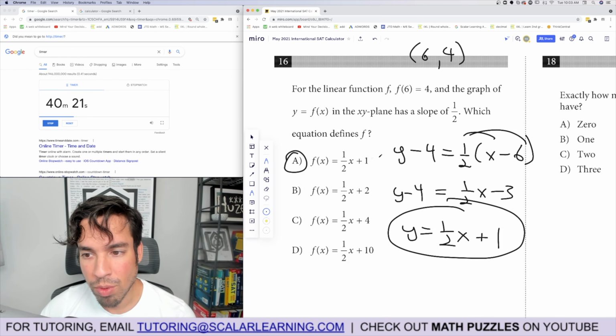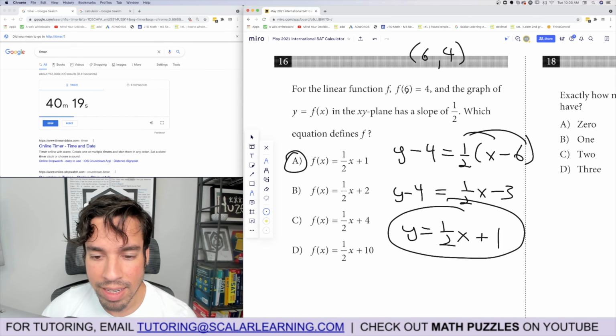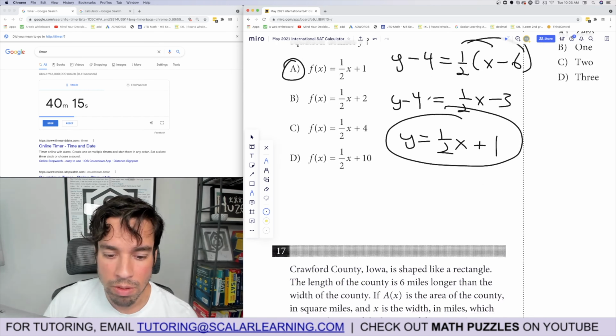Now I know the slope is right. I'm going to now just double check and plug in again. 6 times 1/2 is 3, plus 1 does indeed equal 4. We're good to go. 17.